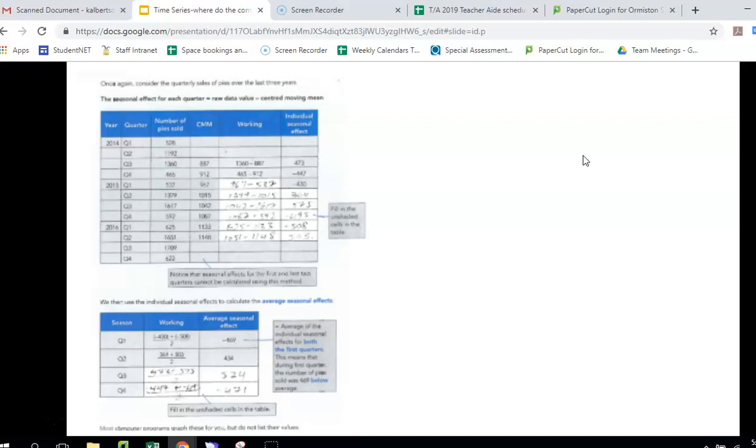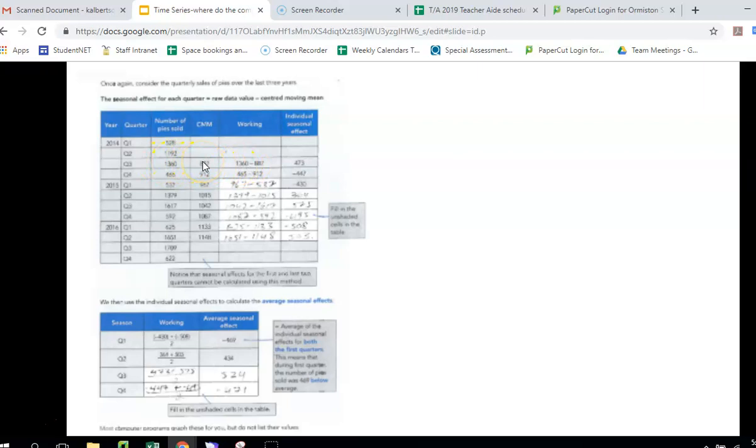And so the seasonal effect is what's going on every season. So here in quarter three, we have an increase. In quarter four, it's a decrease. And that increase and decrease is below the centered moving mean we've worked out.